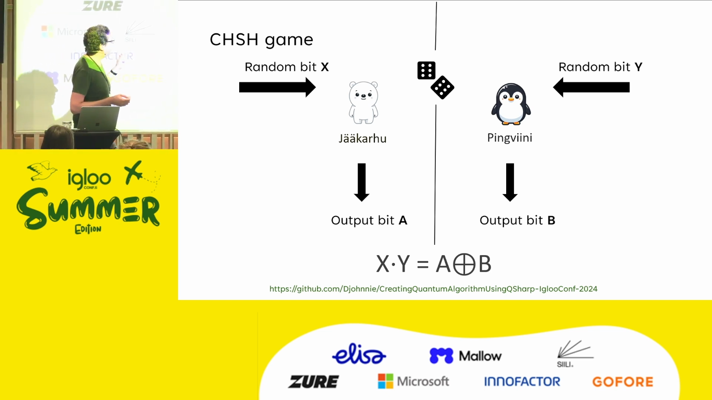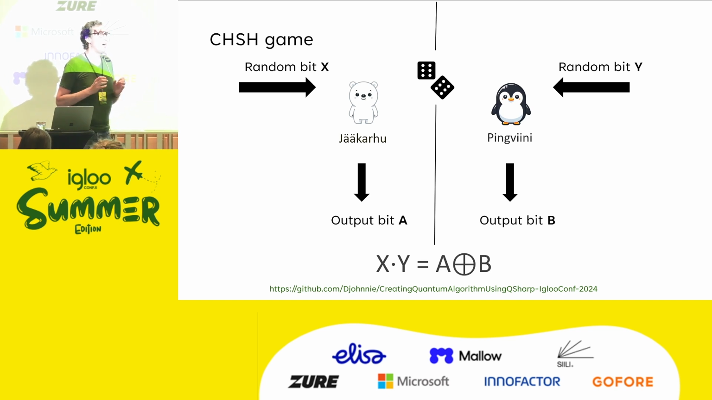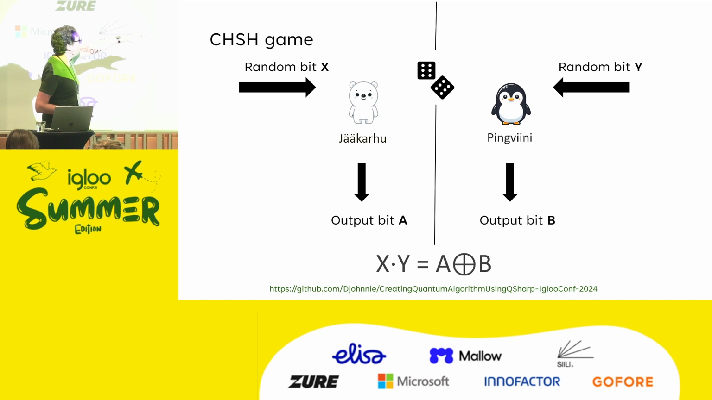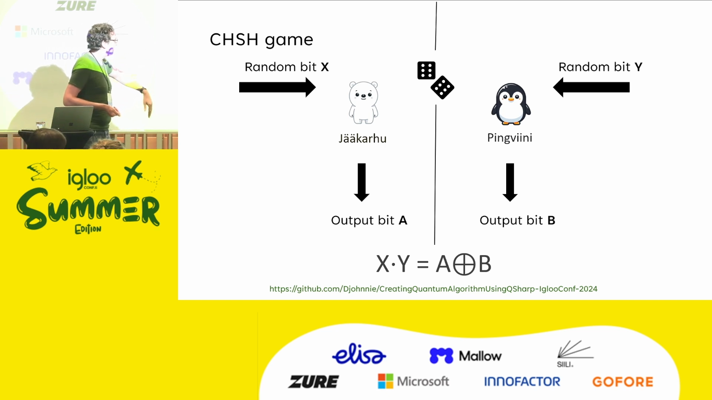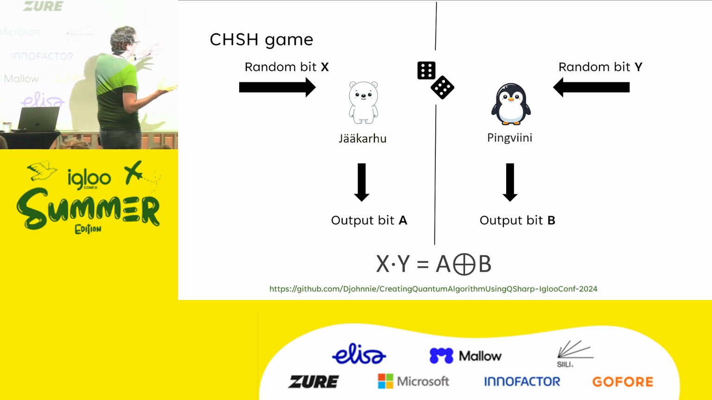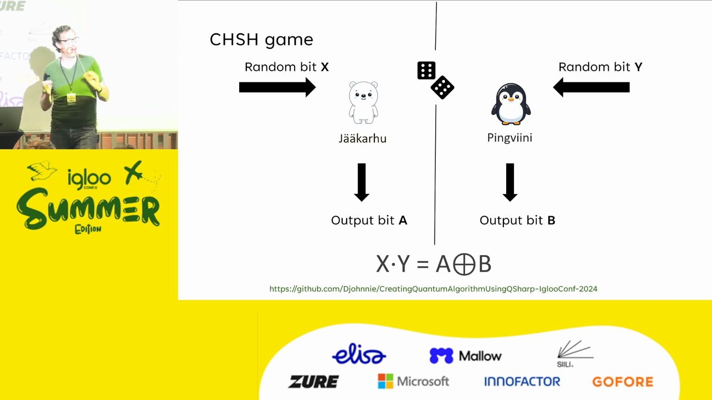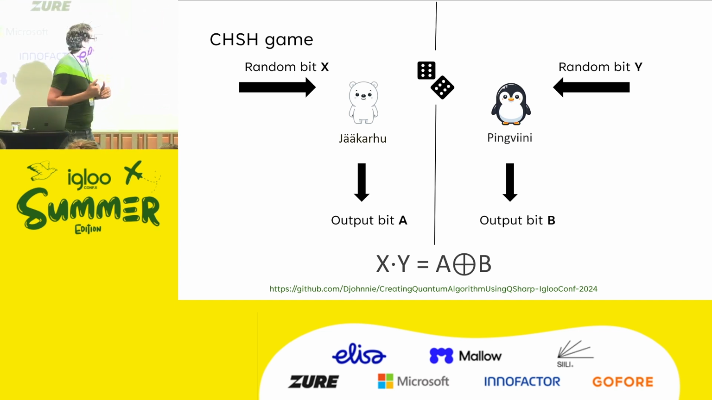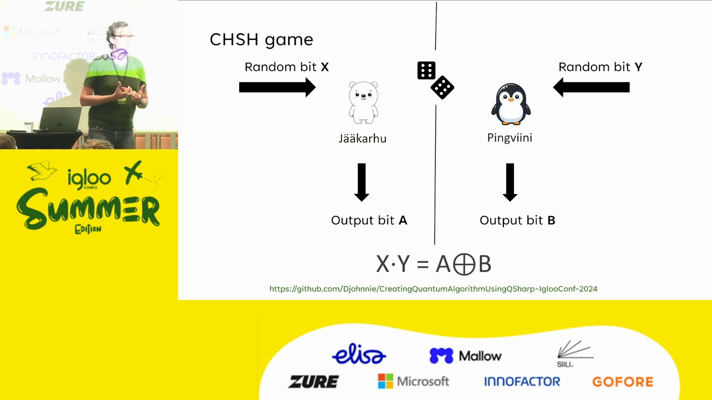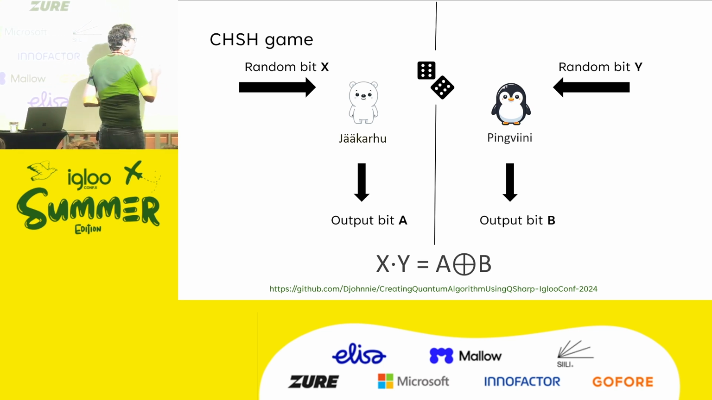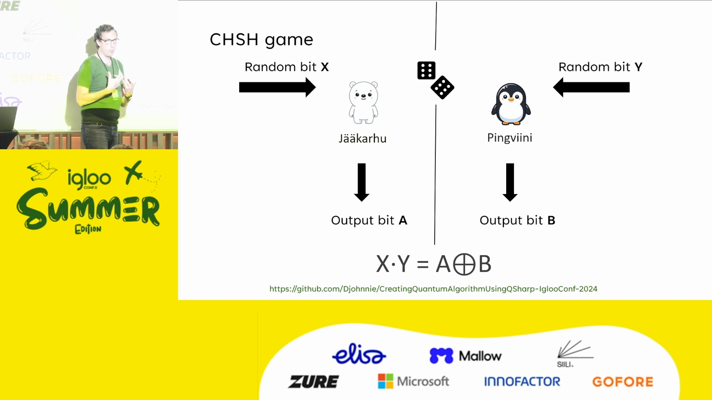And why is it those two animals? Because they can't speak to each other. So the Jaakarhu is living on the North Pole and the Pingviini is living on the South Pole. So they can't talk to each other. And both of them will get a random number, 0 or 1, as input. Now, when both received their random bits X and Y, they need to output random bits A and B. Now, when they do this, the expression in the bottom needs to be true in order to win the game.